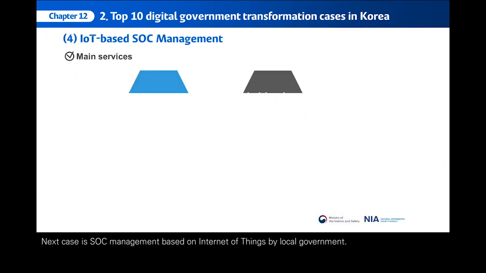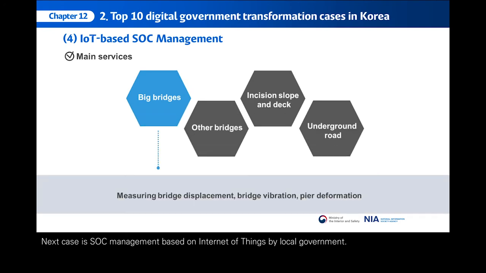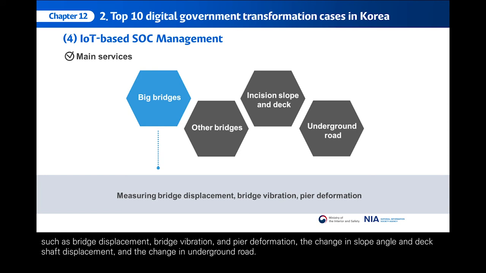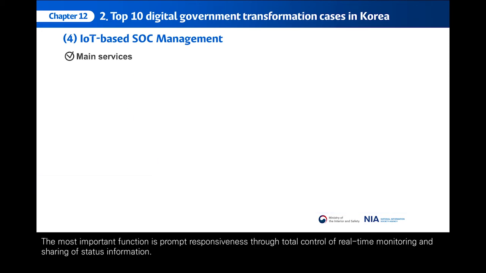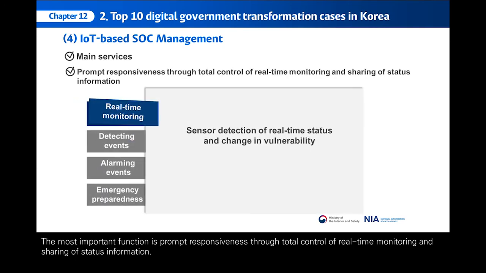The next case is SOC management based on Internet of Things by local government. It can measure deterioration of social overhead capital, SOC, such as bridge displacement, bridge vibration, and pier deformation, the change in slope angle and deck shaft displacement, and the change in underground road. The most important function is prompt responsiveness through total control of real-time monitoring and sharing of status information.